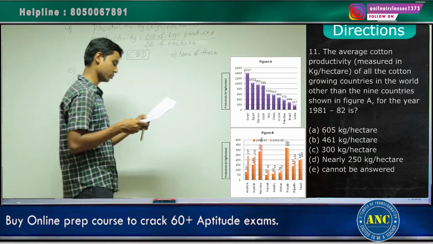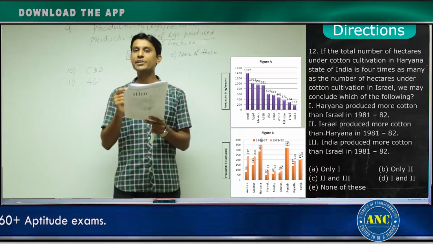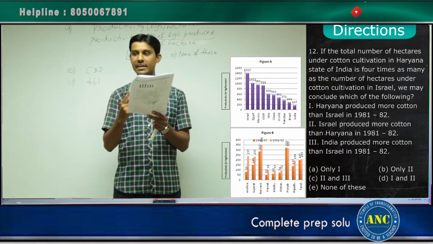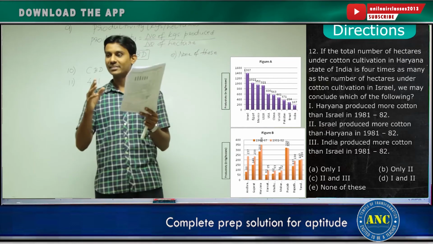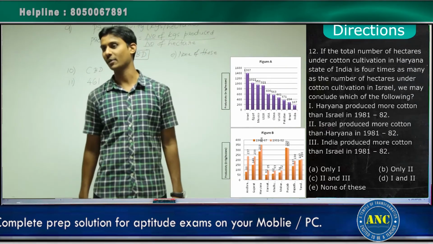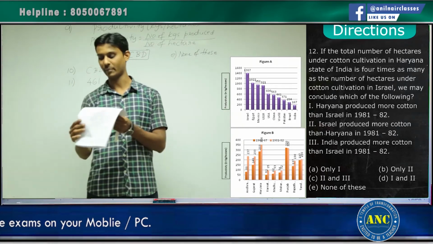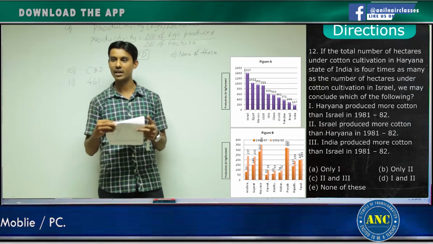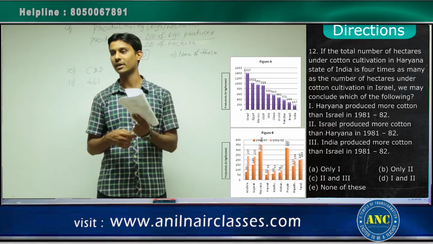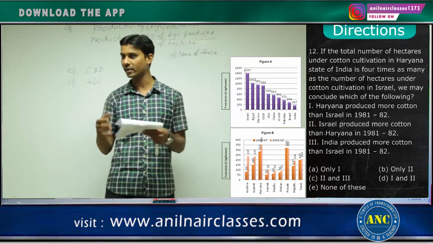Next, 12th question. 12th one, see here. The average cotton productivity in 81-82 of all the states in India not shown in figure B. They themselves are telling in the question, not shown in figure B. When it is not shown in figure B, how can we answer that particular question? Answer for this question is also cannot be determined, cannot be answered. Understanding the approach, you need not read the full part of the question also. When it is not shown in figure B, we don't have information about the remaining states of India. Answer is cannot be answered.